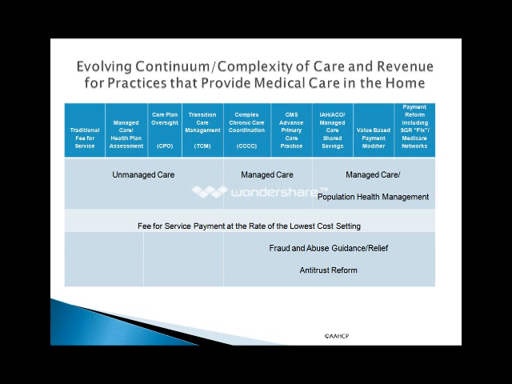I want to turn next to a slide that we presented at the annual meeting in Dallas this prior spring that reflected the continuum of complexity of care and revenue for practices that provide medical care in the home. We see on the left-hand side, moving from traditional fee-for-service practice to more managed care types of practice, moving through complex chronic care coordination, to value-based payment modifier, and to payment reform and any future of specific Medicare networks. Below that you see also the movement from unmanaged care to managed care and to population health management, and the move of fee-for-service payment and payment for services to the rate at the lowest cost setting. And again, it's our hope that your services and your setting will benefit from this migration.